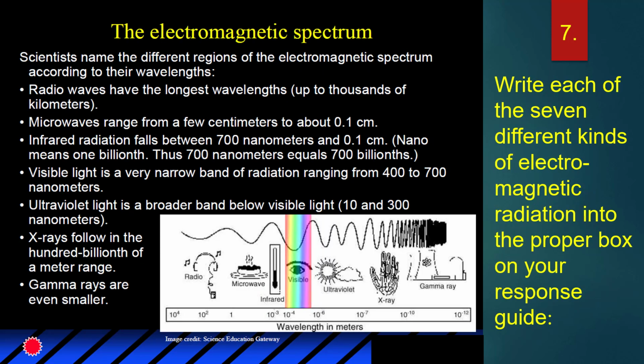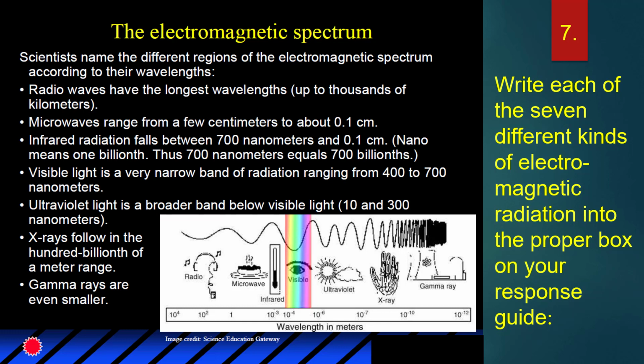The electromagnetic spectrum. Scientists name the different regions of the electromagnetic spectrum according to their wavelengths. Radio waves have the longest wavelengths, up to thousands of kilometers. Microwaves range from a few centimeters to about 0.1 centimeters. Infrared radiation falls between 700 nanometers and 0.1 centimeters. Nanometers mean 1 billionth. Thus, 700 nanometers equals 700 billionths.